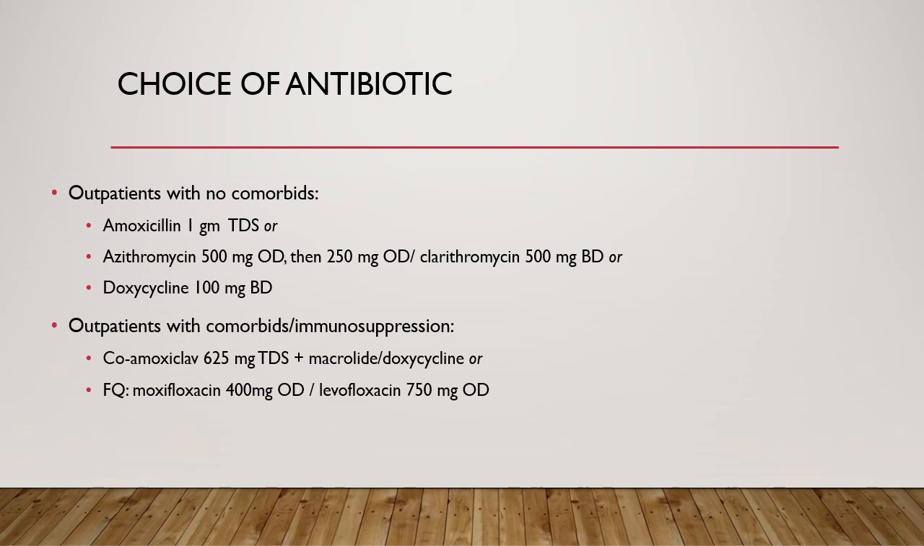For outpatients that have comorbidities or are immunosuppressed because of any kind of immunosuppression, like HIV, diabetes, or malignancies, two agents need to be given: co-amoxiclav along with a macrolide or doxycycline. This is one option. The other option is to give a single respiratory fluoroquinolone, moxifloxacin or levofloxacin. So it's either a single agent with a quinolone, or double agents with co-amoxiclav plus macrolide or co-amoxiclav plus doxycycline.